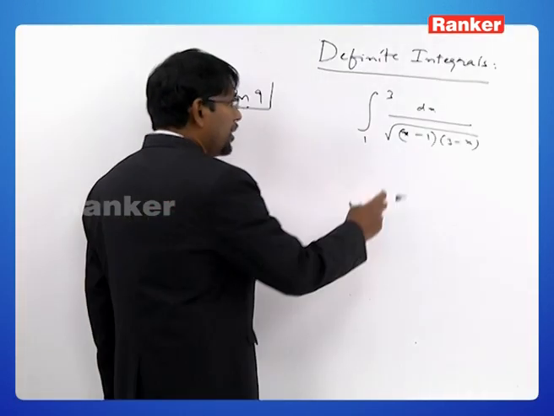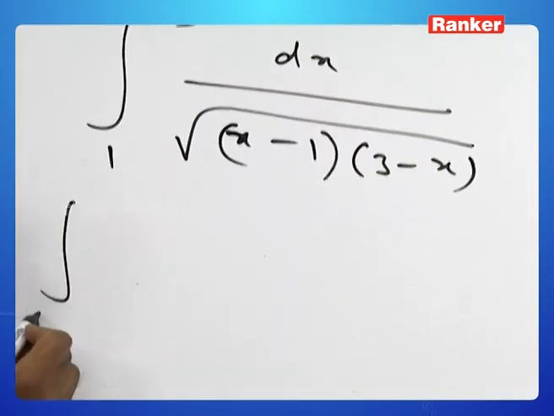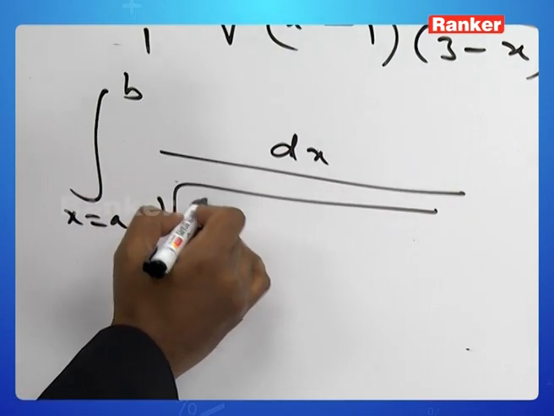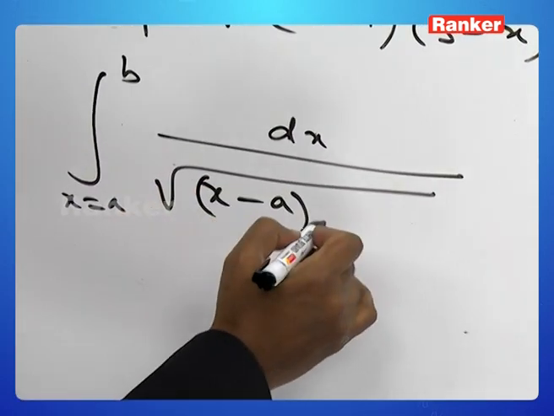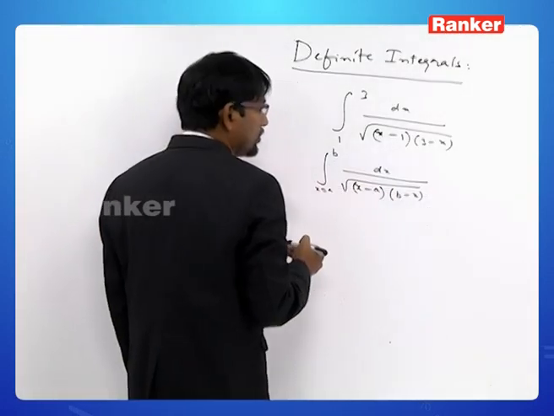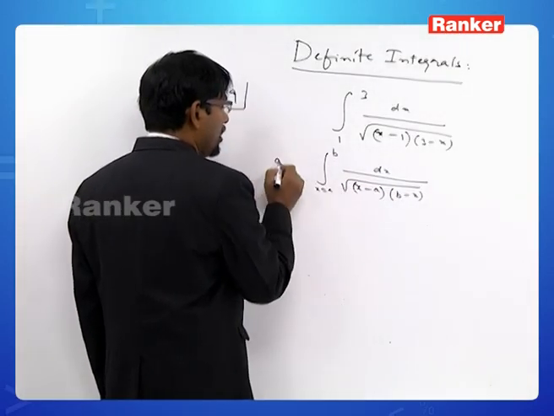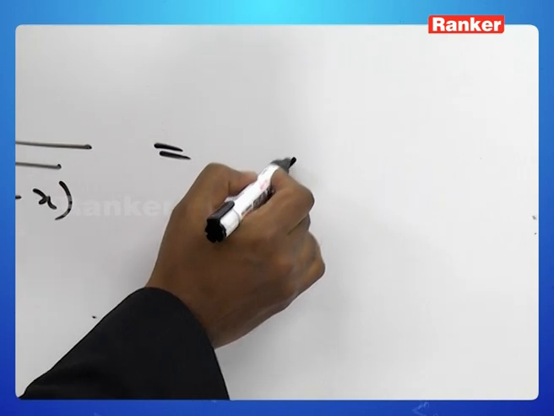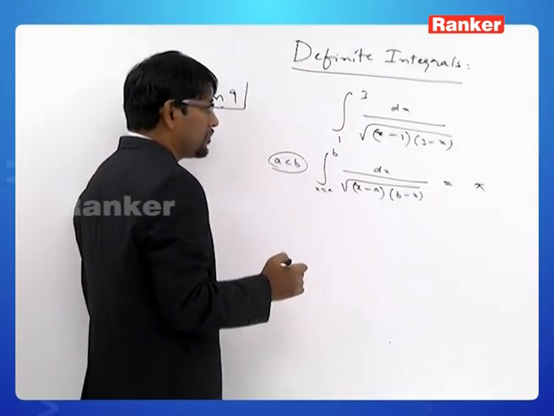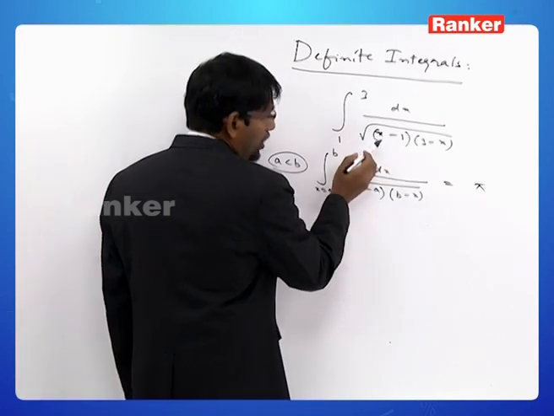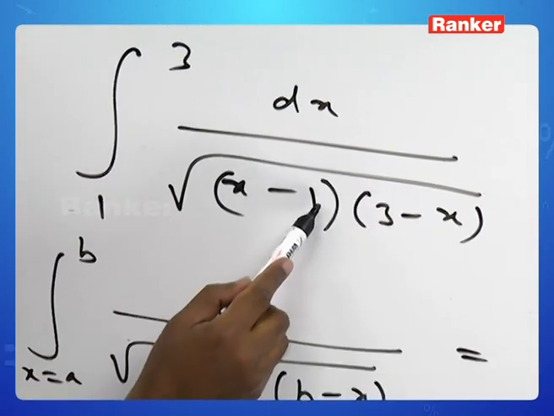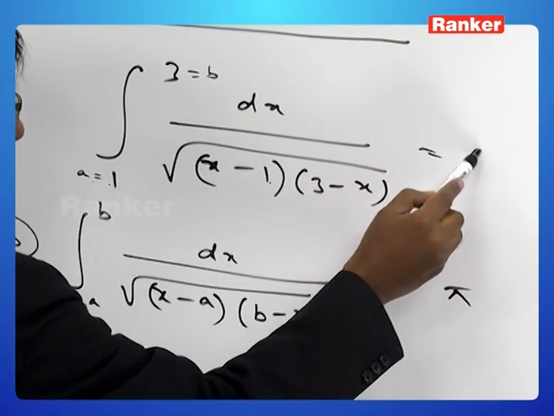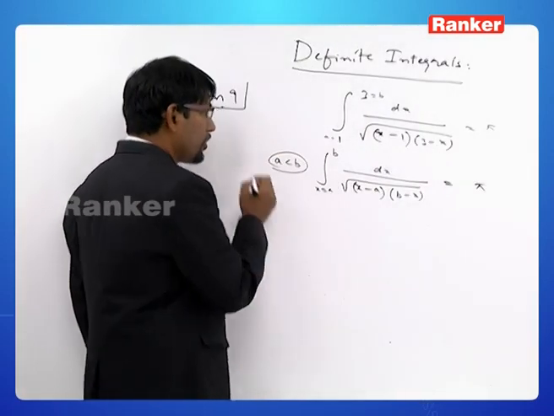So let us see. It is in some standard format: integral x ranging from a to b dx upon root over x minus a into b minus x. Of course here a is less than b. That is equal to pi. So is it in that standard form? Instead of a we have 1, so we have this a, this is b, so this should be pi. So we can use this formula.